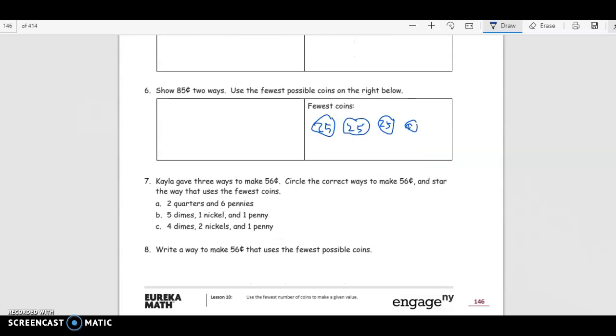Number 7, Kayla gave 3 ways to make 56 cents. Circle the correct ways to make 56 cents and star the way that uses the fewest coins. Okay, so if it adds up to 56 cents, I want you to circle it. You can circle the A, B, and the C if they add up to 56. And put a star on the end of whichever one uses the fewest coins.